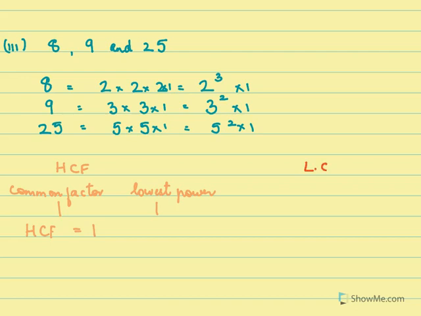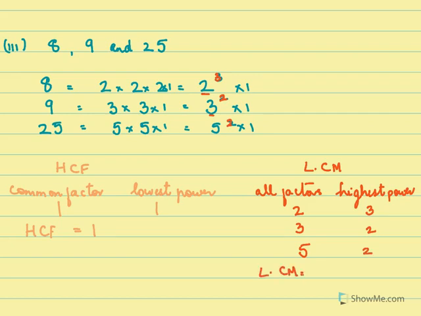To find the LCM, we write all factors and the highest power. So all the factors, we have a 2, then we have a 3 and we have a 5. The highest power of 2 we see is 3. The highest power of 3 is a 2. The highest power of 5 is a 2. So the LCM is 2 raised to 3 into 3 raised to 2 into 5 raised to 2, that is 8 into 9 into 25, which is equal to 1800.